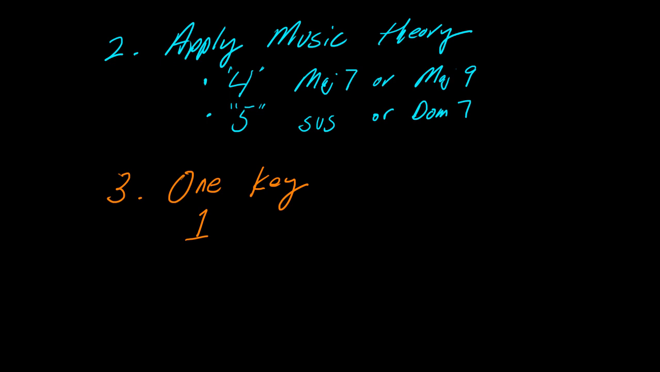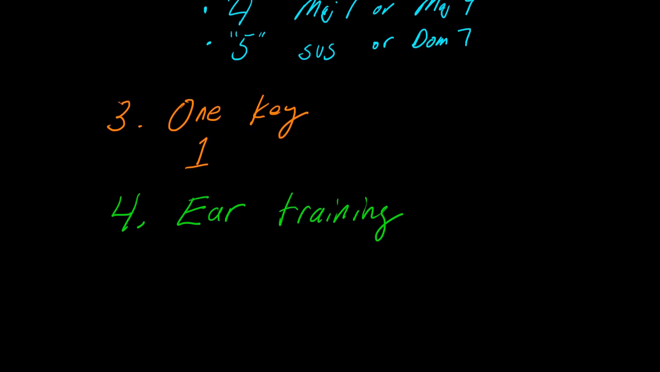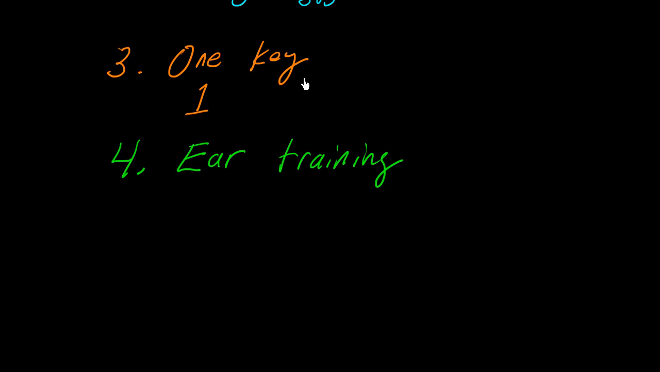All right, number 4. Here we go. The reason why we use the number system, it is the absolute best tool for ear training. And the reason why this is, is because of number 3. It puts all music in one key. So your ear gets trained to hear things all relative to 1.